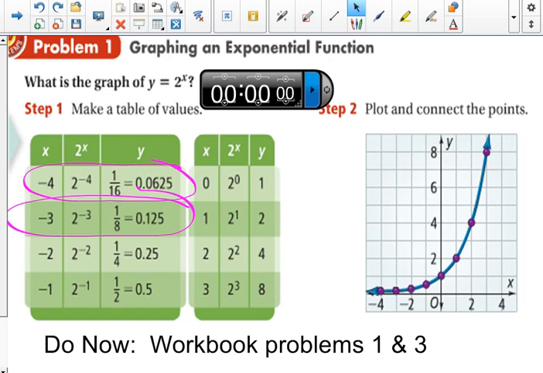Okay, so I would like for you to work 1 and 3. Scribble out 2 and 4. I've had people all day long working 2 and 4. Don't work 2 and 4, just 1 and 3. Okay? Work those now. I'm going to give you 3 minutes.